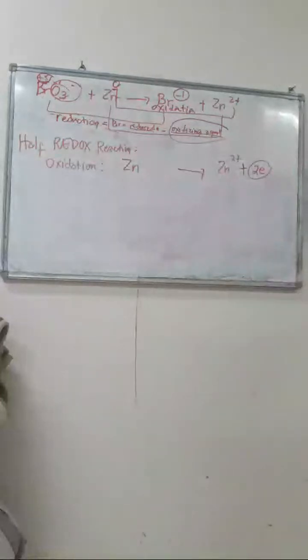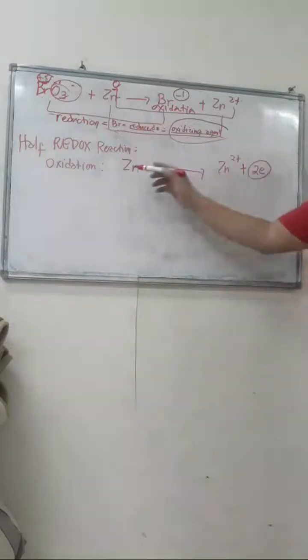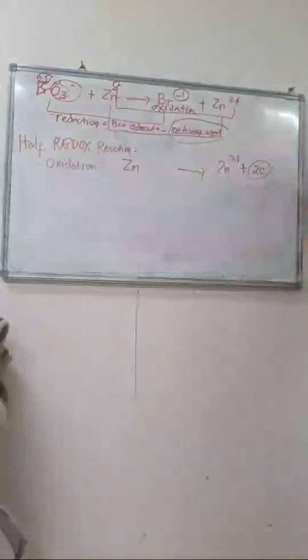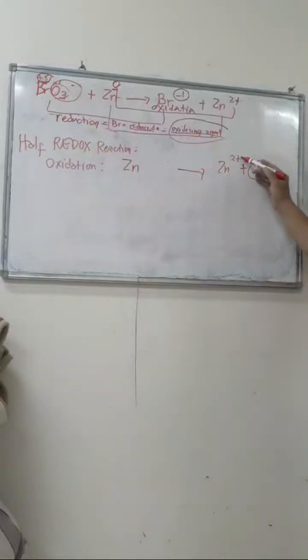Okay, here anything? Balance? Okay, go to atoms. 1 atom of zinc, 1 atom of zinc, balanced. Now, charge. Okay, the charge: 2 plus, times 1, 2. Plus 2 electrons. So 2 plus and 2 electrons, because 2 electrons are negative, so it becomes 0.